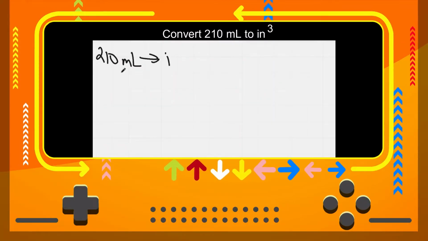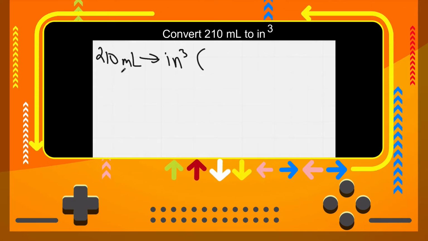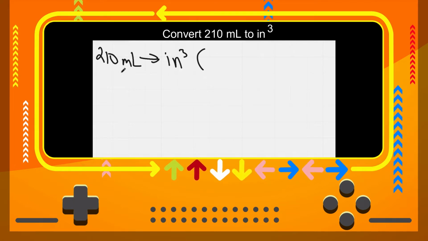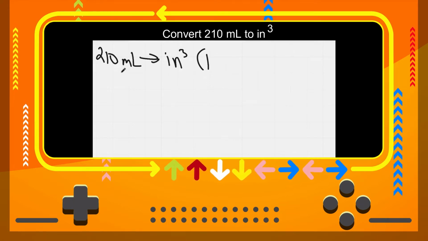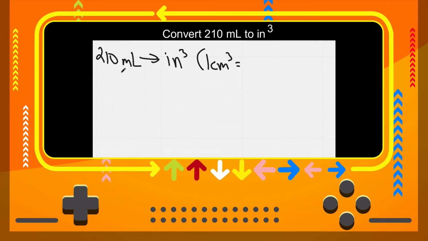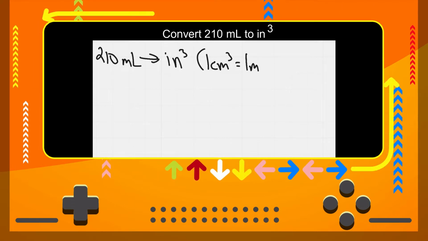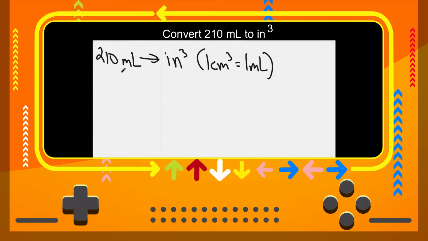What do we know? We're trying to convert 210, yes, that's a 10, 210 milliliters to inches cubed, okay? Now, we got two key conversion factors here. 1 centimeter cubed equals 1 milliliter. That's going to be pretty helpful. And then I got 1 inch equals 2.5 centimeters, which is also pretty helpful, okay?